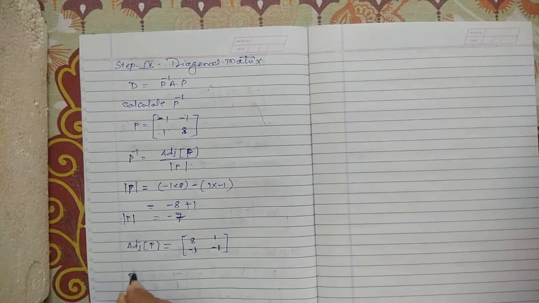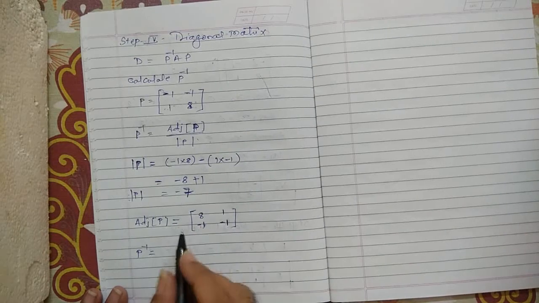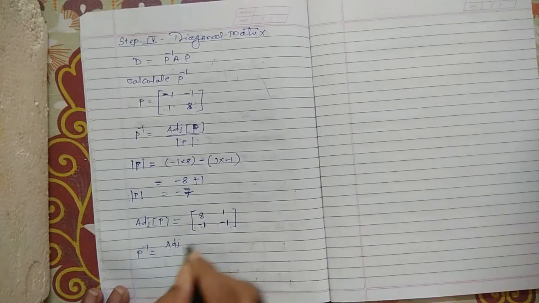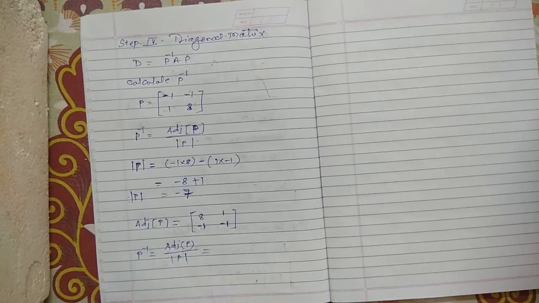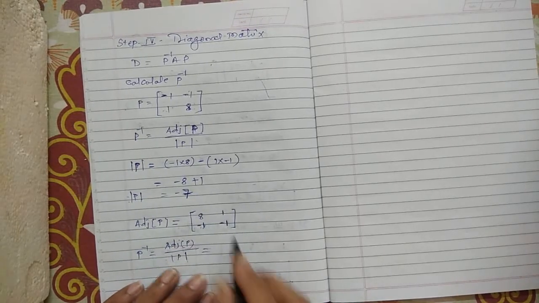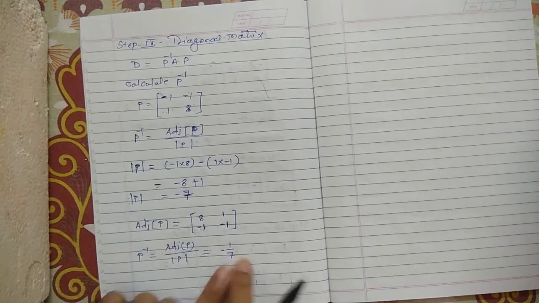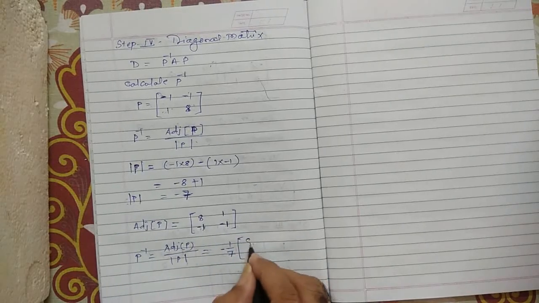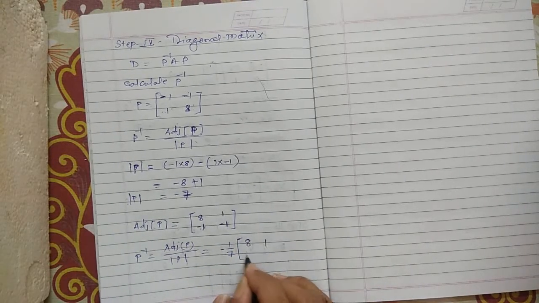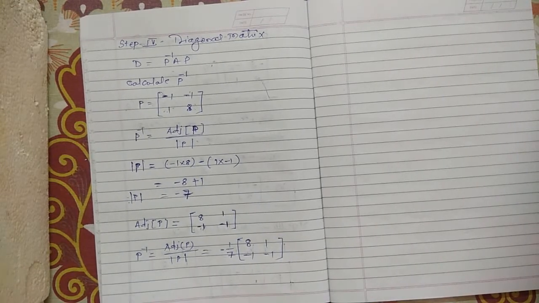So my P inverse equals, I know the formula, adjoint of P divided by determinant of P. Here it is minus 1 by 7, so I can write minus 1 by 7 multiplied by my adjoint of P, that is 8, 1, minus 1 and minus 1. So this is my P inverse.